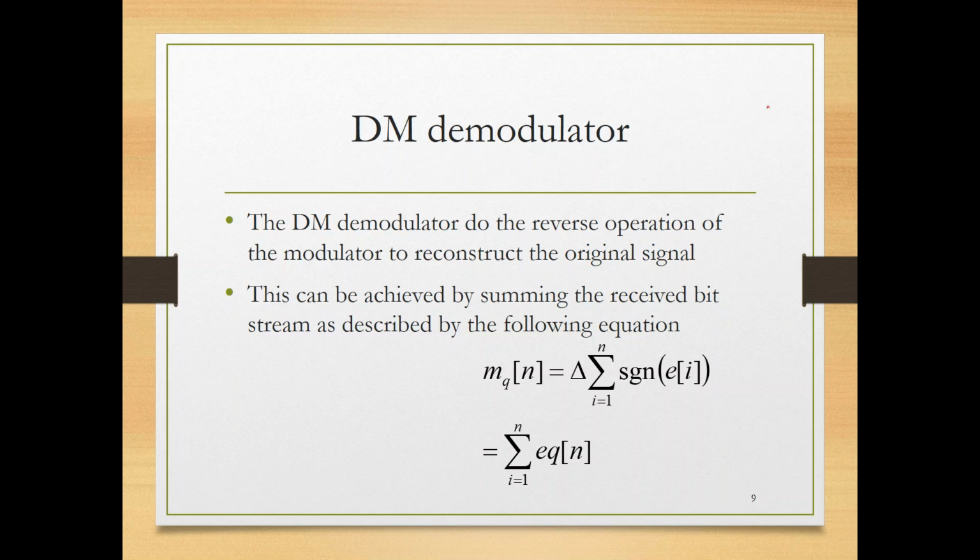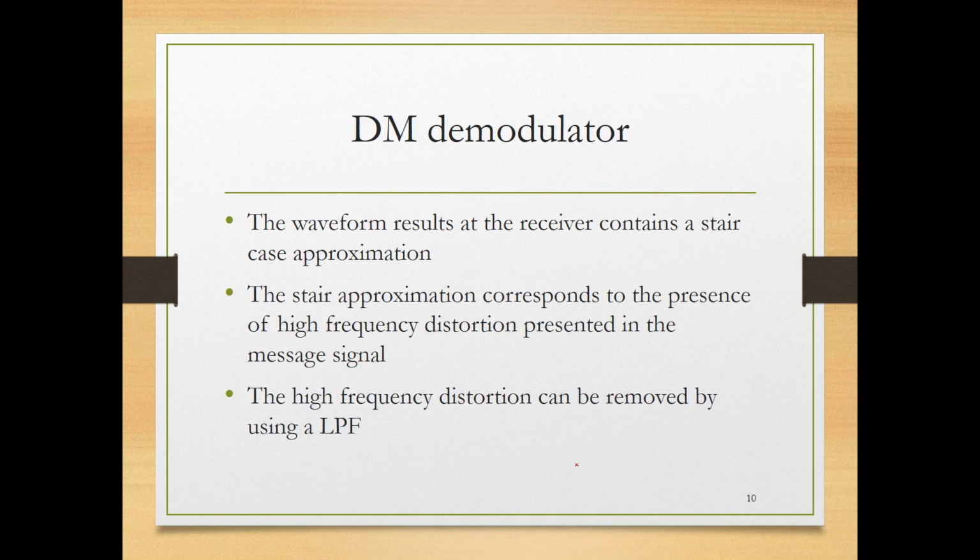So it's the summation of the previous ones. Yes? So you will have a stair function of 3 steps, because it's going up. If it is 0, then it is minus 1, and you go down by the number of steps. This i from 1 to n actually represents the time, the x-axis. The waveform that results at the receiver contains a staircase approximation.